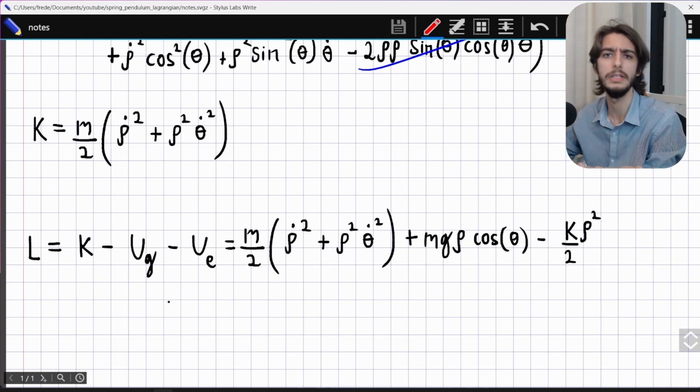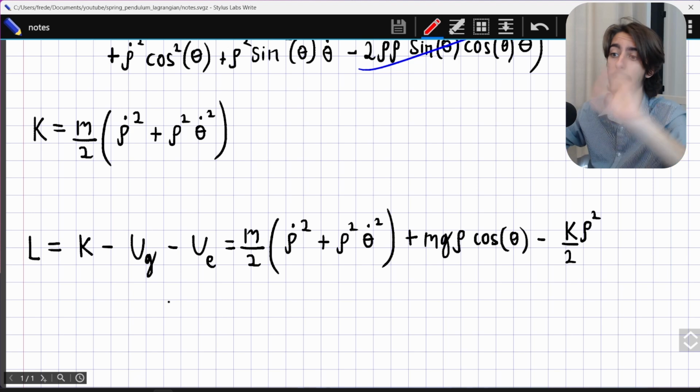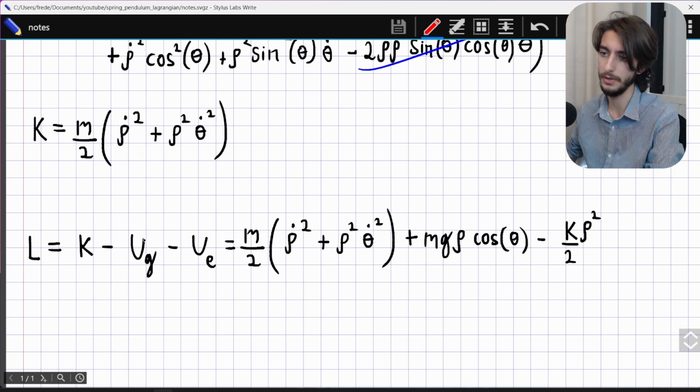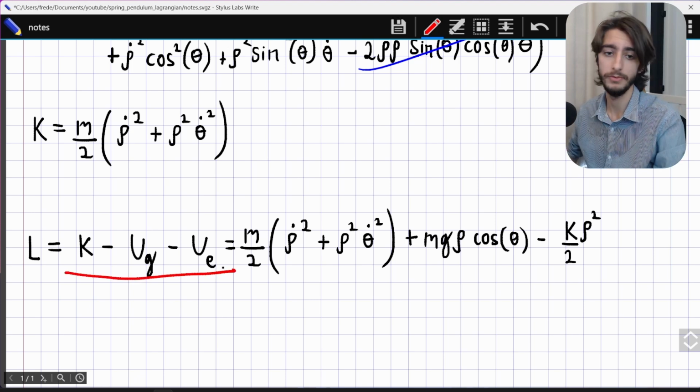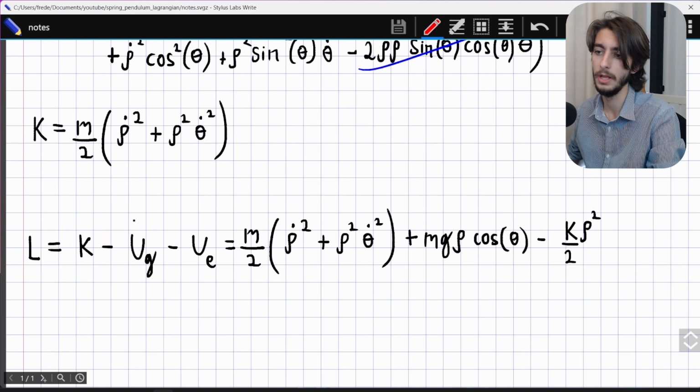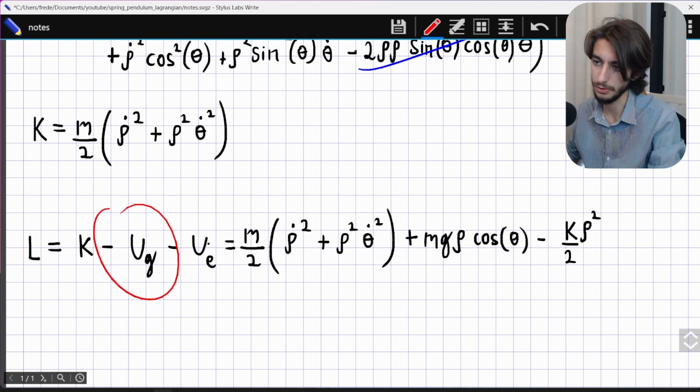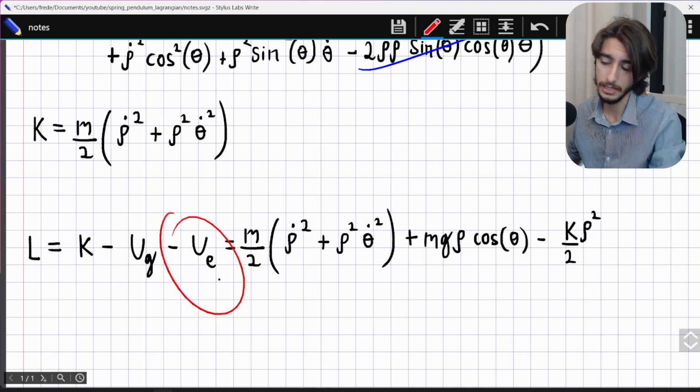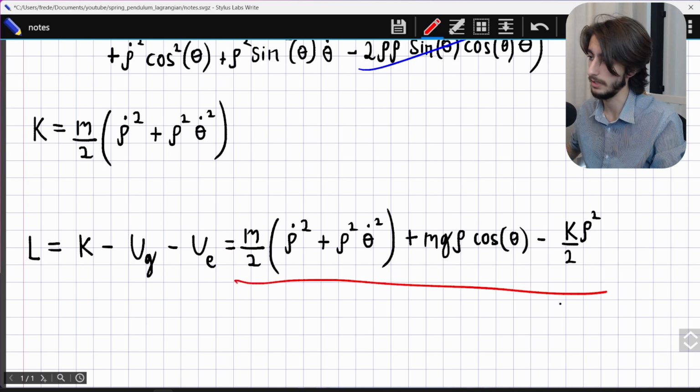That would probably be something I'd be interested in doing. But what is important right now is that we have the three terms that we've derived: our kinetic energy term, and then minus our gravitational potential, minus our elastic potential. And here I just wrote everything explicitly.